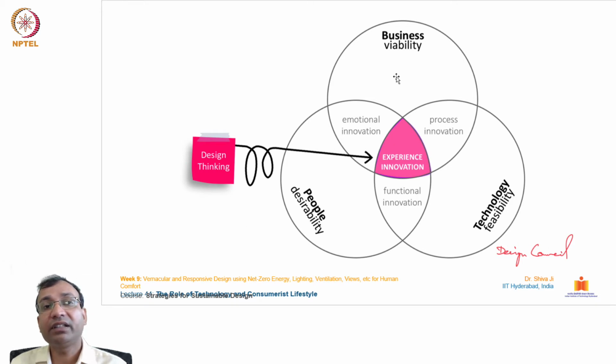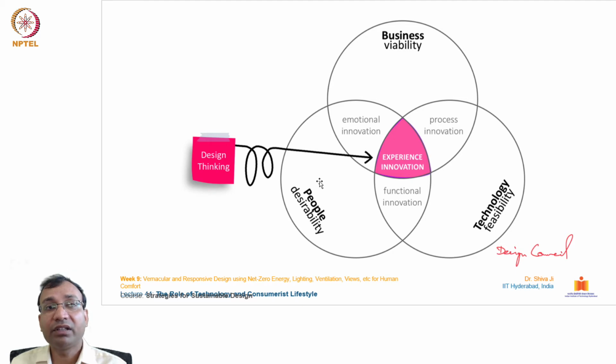So there are three circles: business, people, and technology, around which, in their overlapping area, one can understand the experience of innovation. By business they mean viability, by people desirability, whether there is a need for it, and technology of course makes things possible, makes things feasible. So at the cusp of these three you see the experience of innovation.